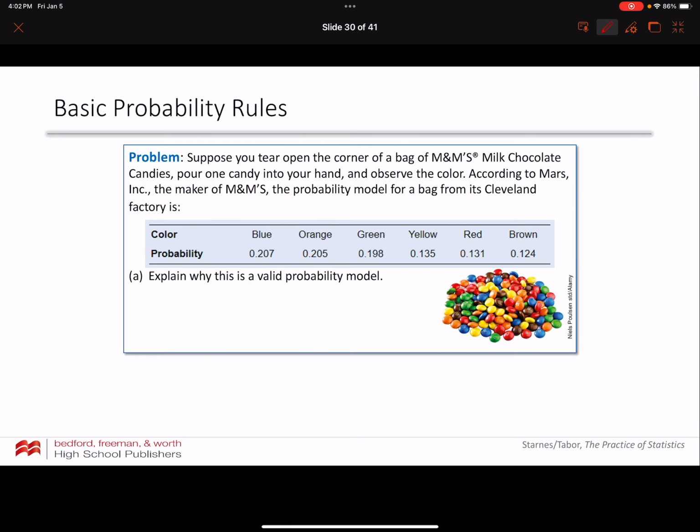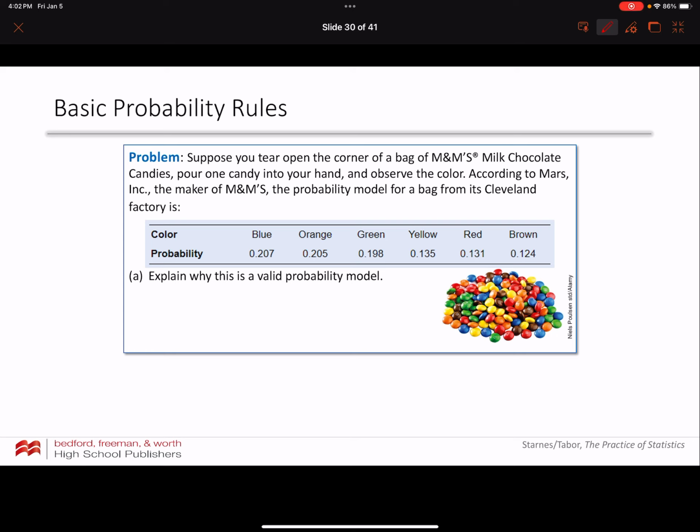Let's jump into some examples. So suppose you have an M&M's bag. You pour the candy in your hand and you observe the color. According to Mars, the maker of M&M's, this is the probability model for a bag from one specific factory in Cleveland. So they're saying out of all the M&M's bags, this is the percent of blues, oranges, greens, yellows, reds, and browns that you could have. Notice this is a probability model because these are all possible colors listed and each of their individual probabilities.